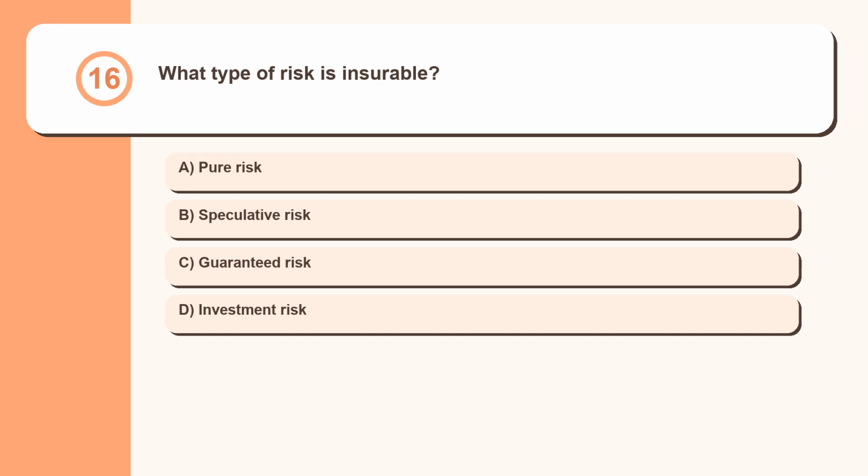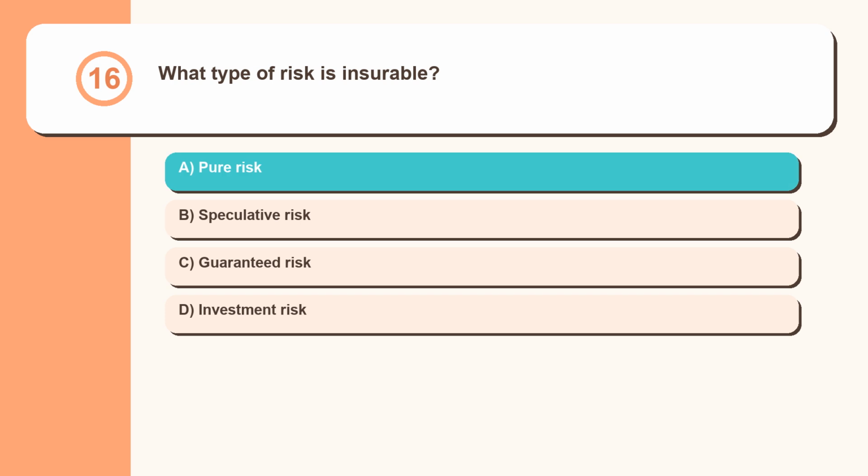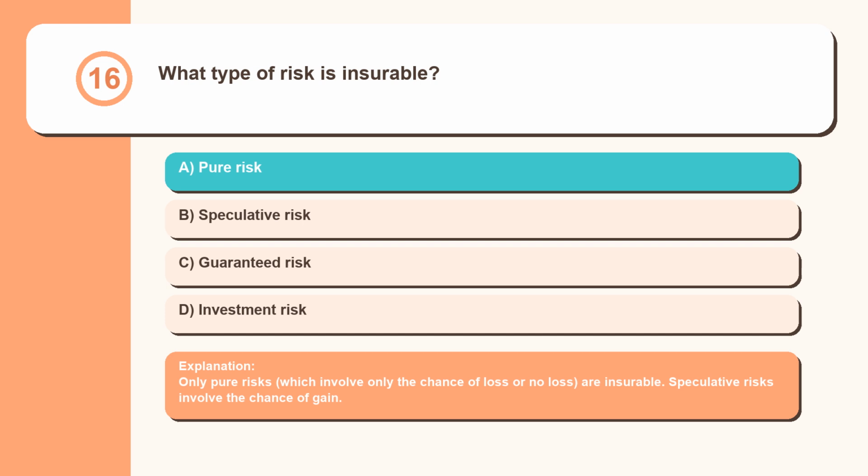Question 16. What type of risk is insurable? Pure risk, speculative risk, guaranteed risk, investment risk. Only pure risks, which involve only the chance of loss or no loss, are insurable. Speculative risks involve the chance of gain.